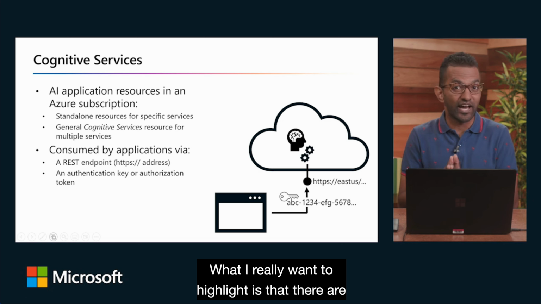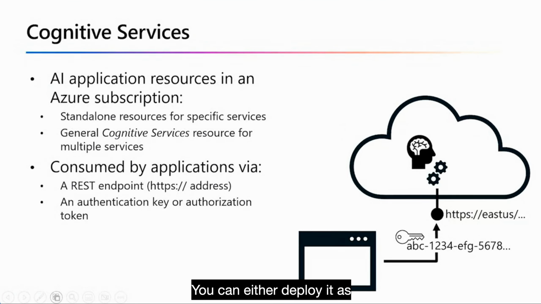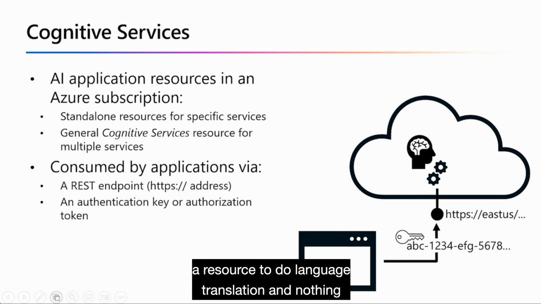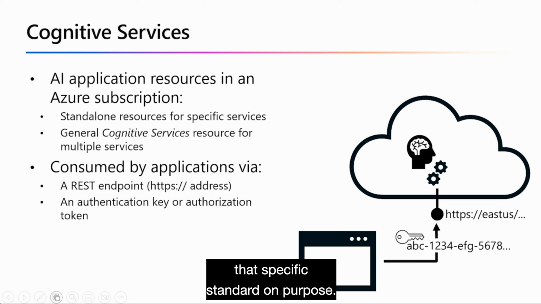What I really want to highlight is that there are two ways for you to deploy cognitive services. You can either deploy it as a standalone resource specific to the service that you want to deploy, namely vision, speech, language, or decision. Perhaps you only want to create a resource to do language translation and nothing else. Then you could deploy that specific standalone purpose.